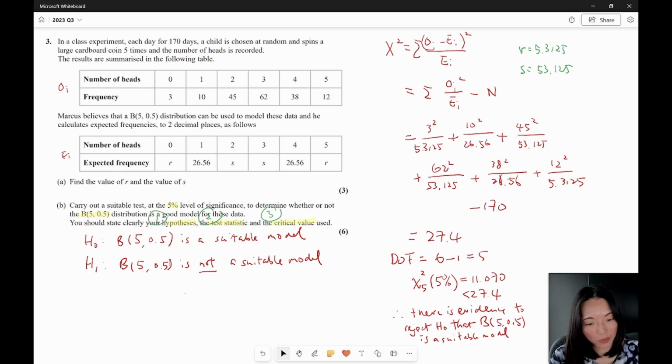So critical value, let's try and answer the question. Critical value is this one, that's this critical value. Test statistic, that's the test statistic, in order to answer the question properly.